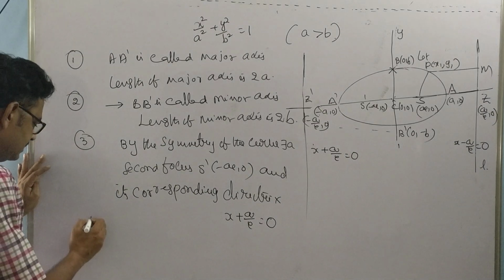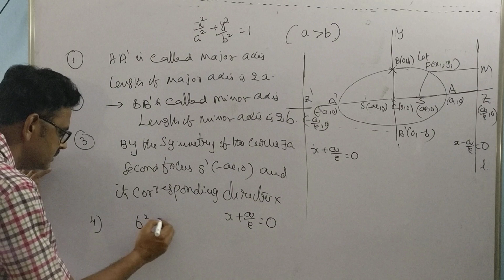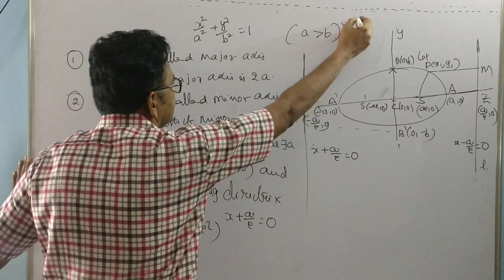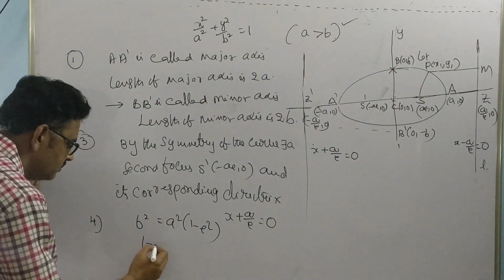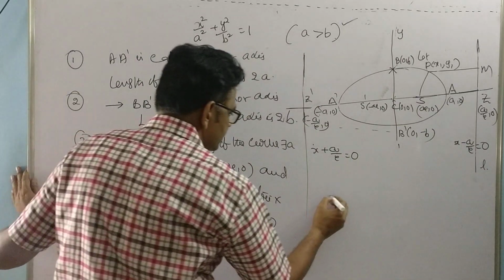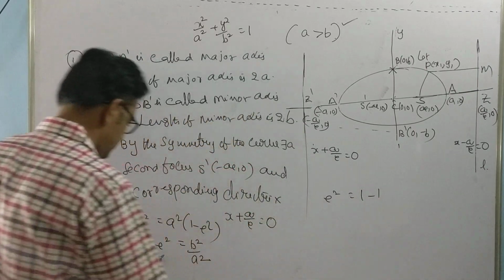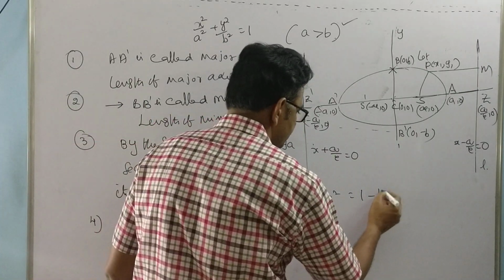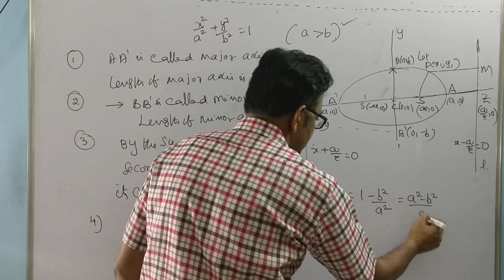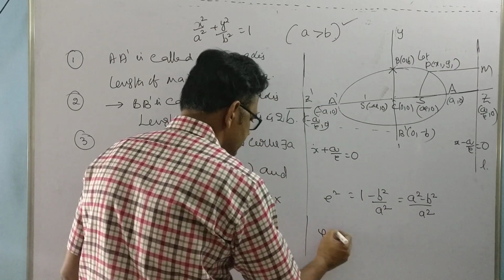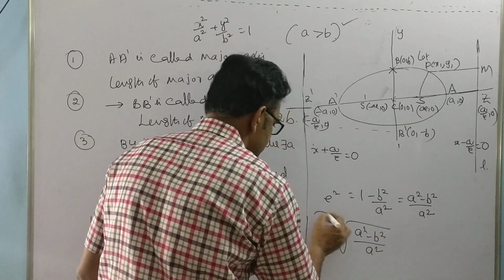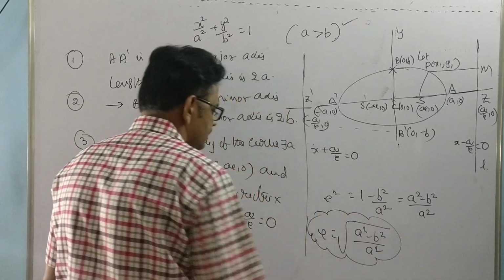And what about eccentricity? Since b square equal to a square into 1 minus e square, provided a is greater than b, it implies 1 minus e square equal to b square by a square. Implies e square is equal to 1 minus b square by a square, that is a square minus b square by a square. Therefore, e is equal to root of a square minus b square by a square. So this is the eccentricity of the ellipse.